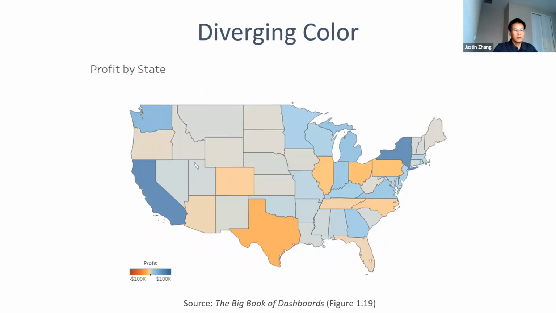So here is an example of using diverging color. Diverging color encodes a quantitative value but has a midpoint. In this example, the midpoint is 0, and profit can have a range from negative 100K to positive 100K. Here the midpoint is 0, but many times the midpoint doesn't have to be 0. It can be the average. It can be another kind of threshold we want to use.